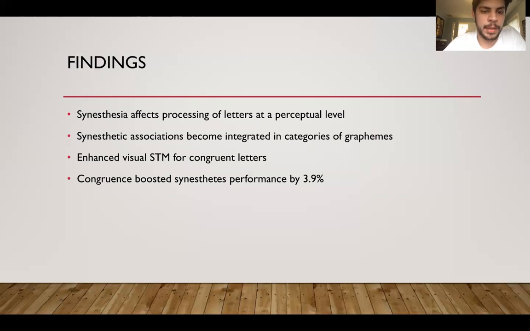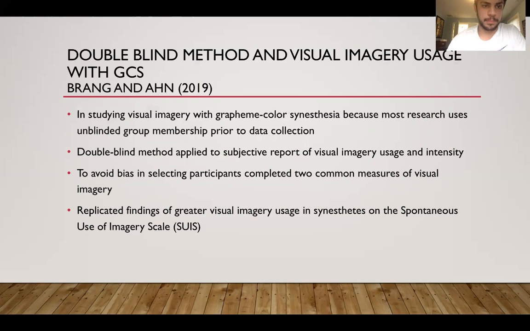Those findings being that synesthesia affects processing of letters at a perceptual level. Synesthetic associations become intensified in categories of graphemes, and it would obviously depend on that category. There was enhanced visual short-term memory for the congruent letters, and congruence boosted synesthetes' performance by about 3.9%. That isn't too surprising considering that's just what they would normally do.